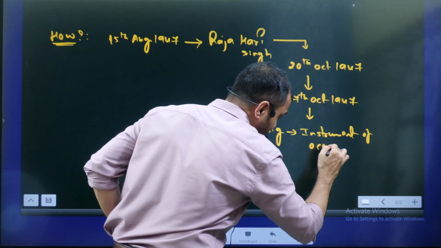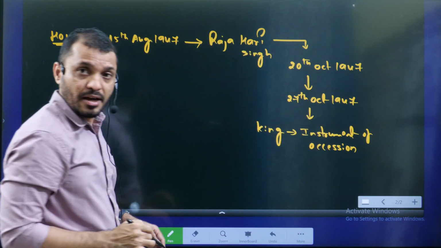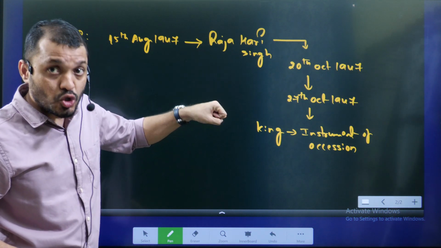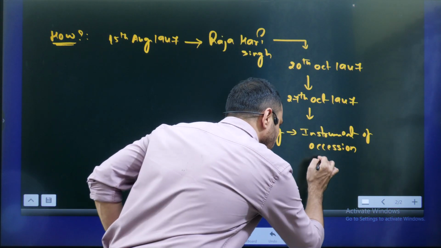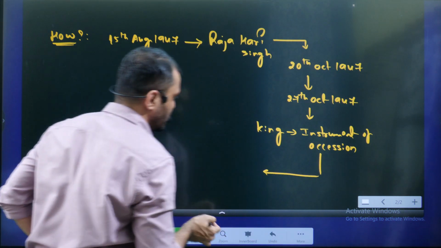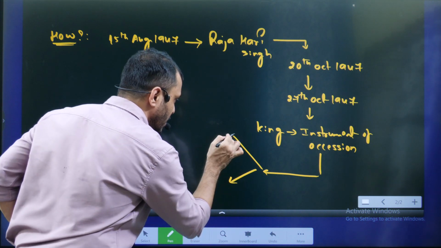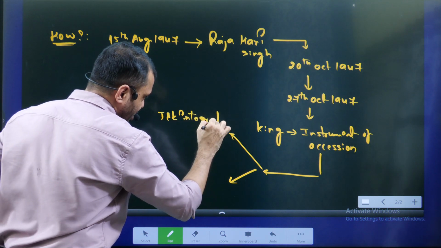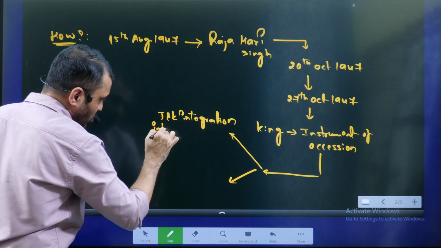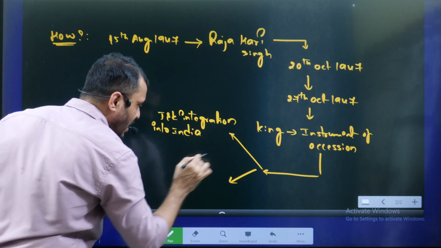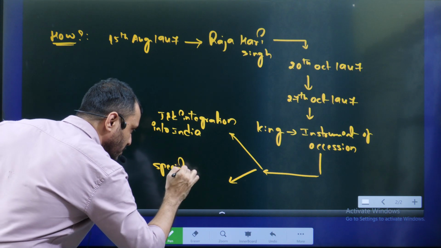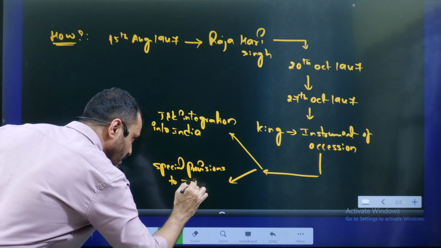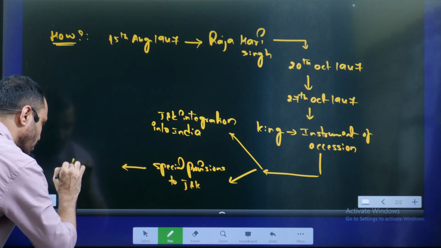forwarded the instrument of accession. What does it mean? It means we will join India, but he requested certain safeguards, certain protections for the people of his kingdom. The instrument of accession resulted in two things, students. Number one, Jammu Kashmir's integration into India. This is the first thing we achieved. And second, special provisions for J&K. These special provisions came in the form of Article 370.